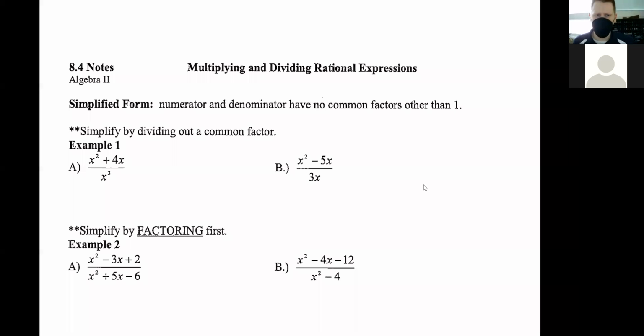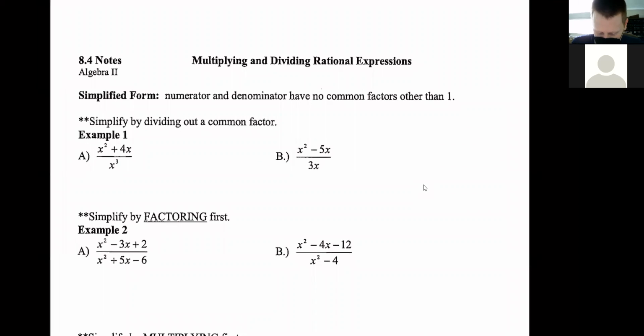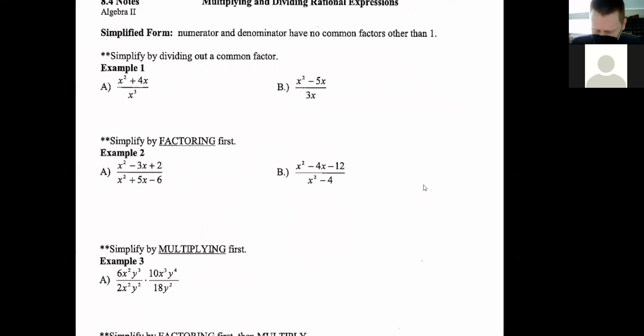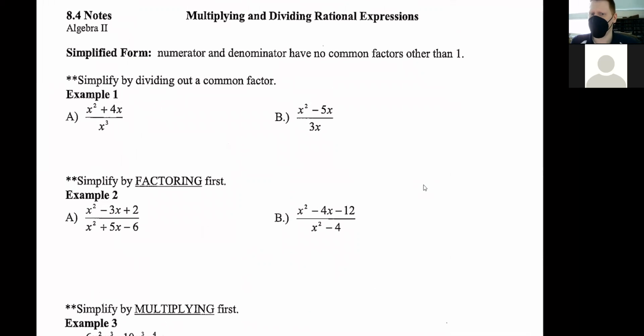Okay, so like I said, in 8.4, we're just going to do some more with rational functions. So basically, when you have variables and a fraction, that's what we'll be looking at. The first thing we're going to look at is our operations. We're really going to focus on multiplying and dividing today. We'll look at addition and subtraction probably next week.